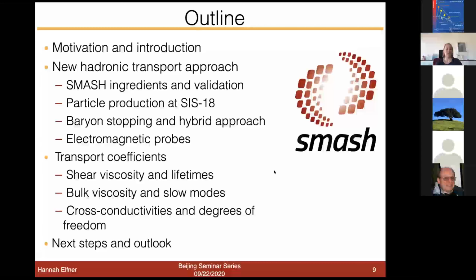Then I have some results on baryon topics and the very recent developments of a hybrid approach based on SMASH. And I have a little chapter on electromagnetic probes, and then I will cover transport coefficients, because they are of interest because they encode the properties of the strongly interacting matter that we are studying. We have looked at quite a few of them in the recent 2-3 years. So here we will talk about shear viscosity, bulk viscosity, and the so-called cross conductivities. And in the end, if I still have time, I have some next steps and outlook so you get an idea of where we are moving with our approach.